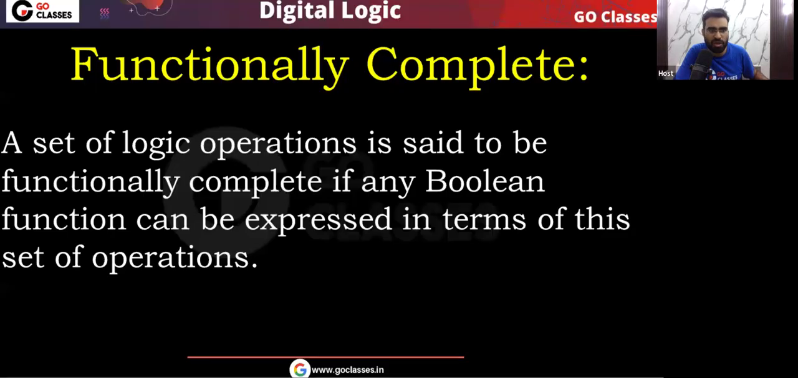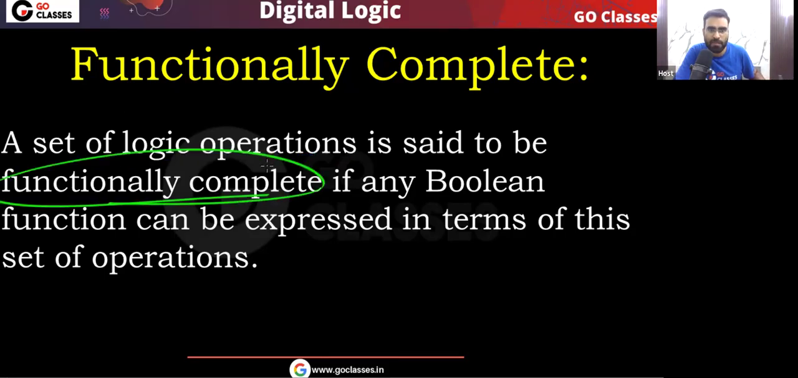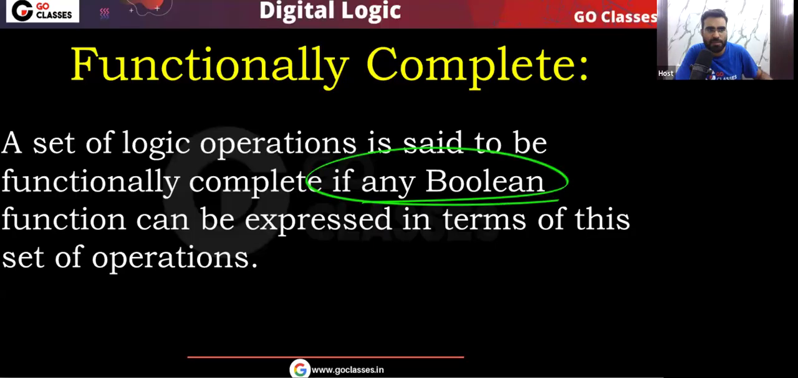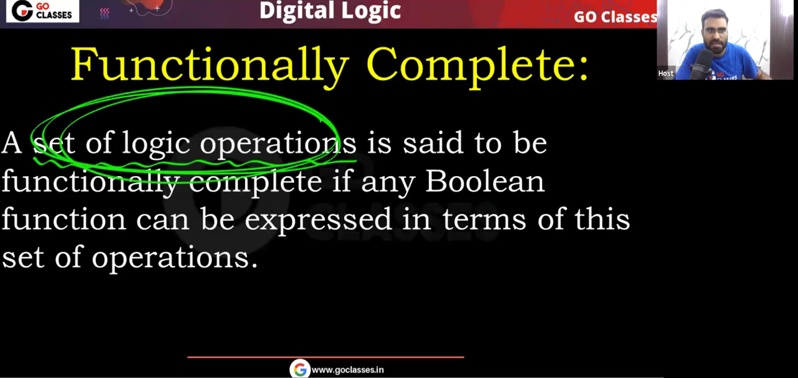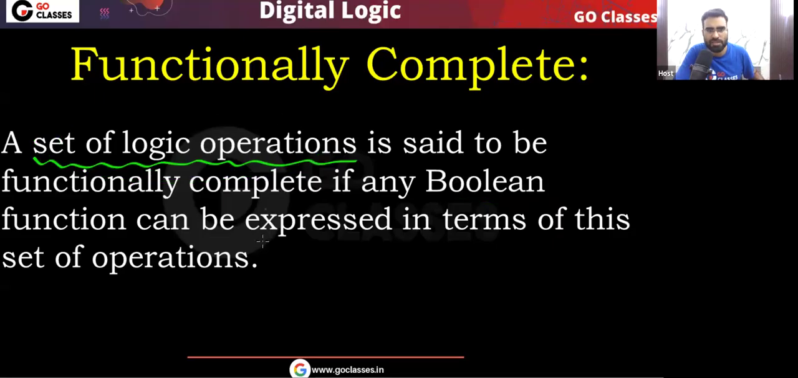Now let's see the definition. A set of Boolean operations is functionally complete if any Boolean function can be expressed in terms of only these operations. So remember, if I give you a set of Boolean operations such that every Boolean function can be expressed using only these operations, then these operations will be called functionally complete. This is the simple definition.